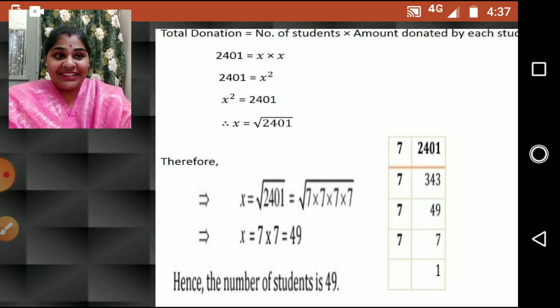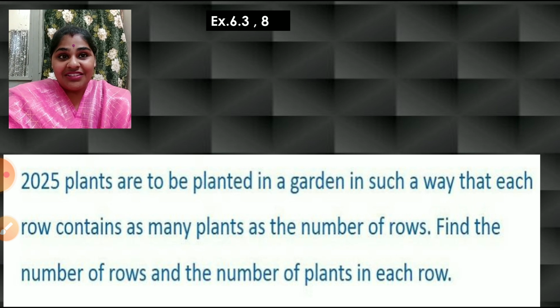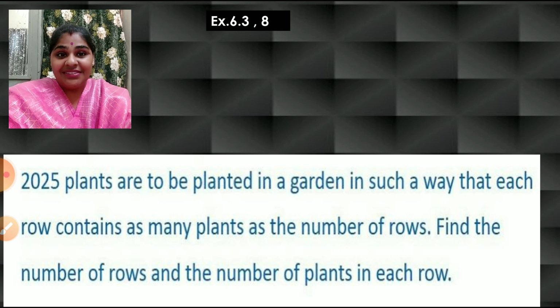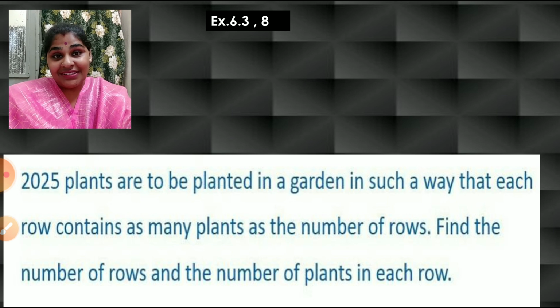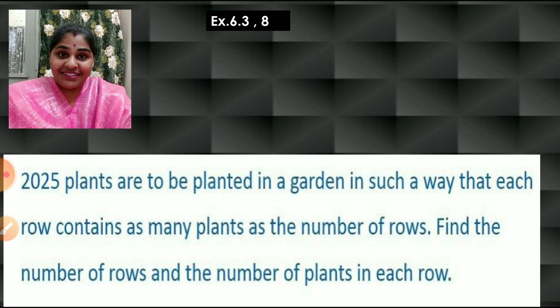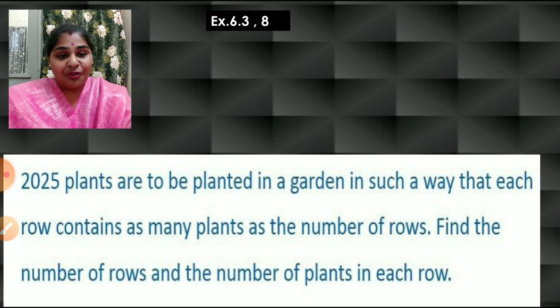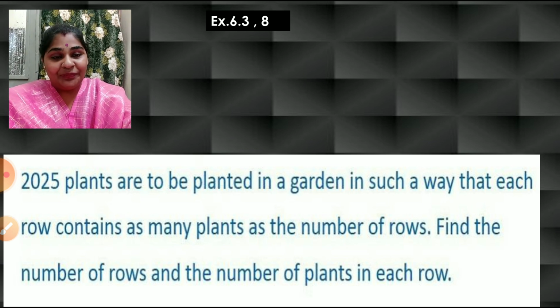Let us move further. Let's see another example. So this is exercise 6.3, question number 8. 2,025 plants are to be planted in a garden in such a way that each row contains as many plants as the number of rows. Now here the same concept, number of rows and plants in each row is the same. That means let us consider the number of rows as x, children, and the number of plants in each row will also be x. So the total plants is 2,025. Find the number of rows and the number of plants in each row.